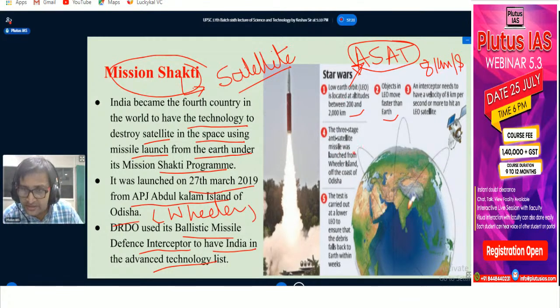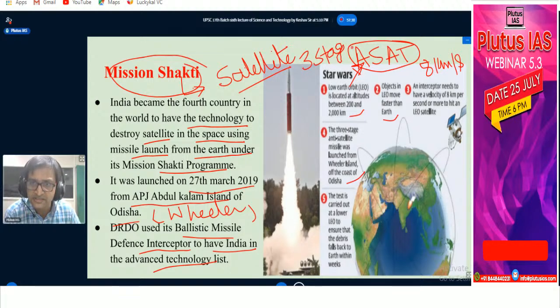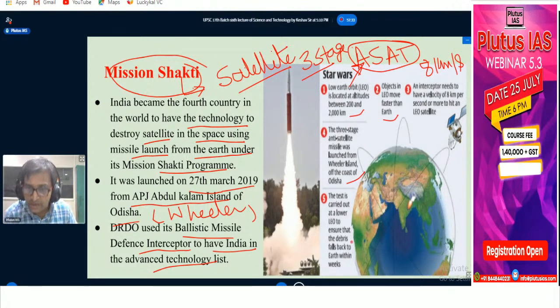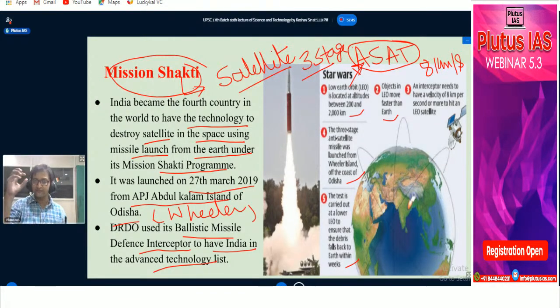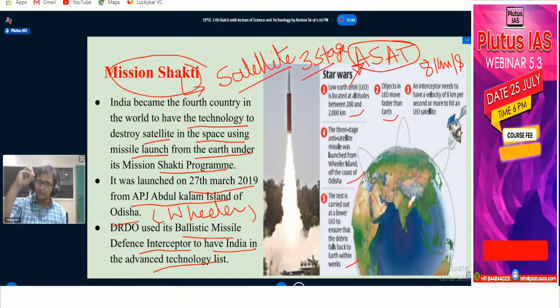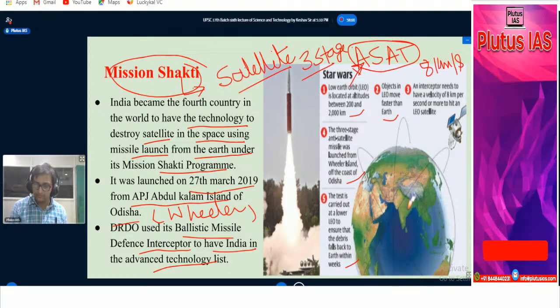Then we have the 3-stage anti-satellite missile, which was launched from Wheeler Island. So this ASAT is 3-stage. 3-stage means 3 stages of propellant, 3 stages of fuel. Now the test was carried out at a lower LEO to ensure that debris falls back to Earth within weeks. So if there was a dummy satellite, that dummy satellite was destroyed, and whatever debris was there came down to Earth towards the ocean. So this was the whole anti-satellite missile launching program. Any question on anti-satellite?